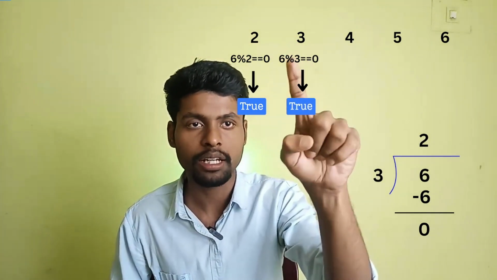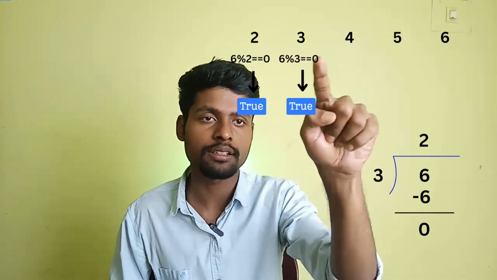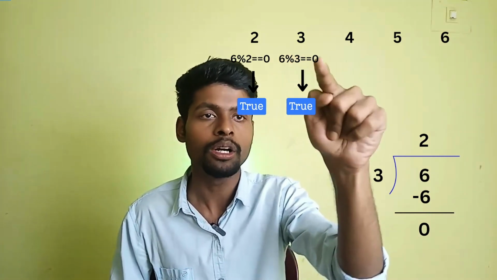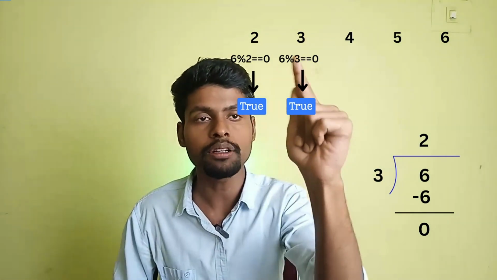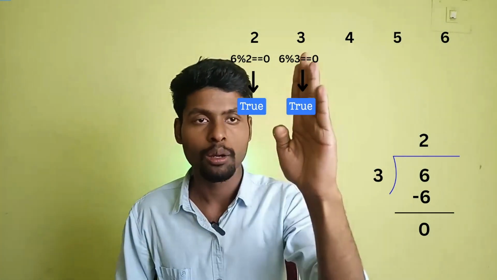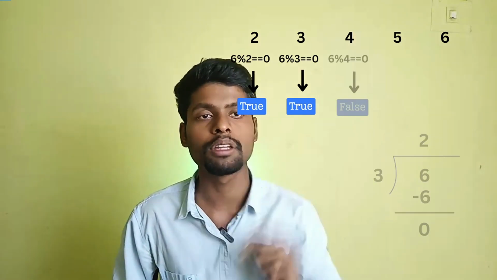Now I am checking with the 3, and what is the remainder value for this statement? The remainder value for this statement is 0. 0 equal to 0, so this condition is true. Once the condition is true, I want to print this 3 value in my output console. Once the 3 got printed, next I want to check with the 4.